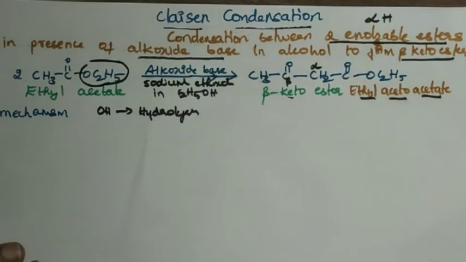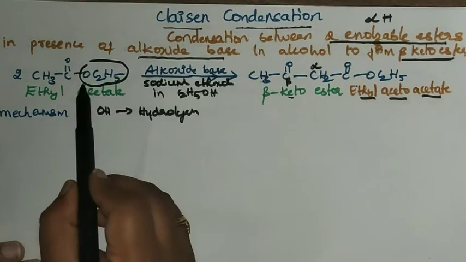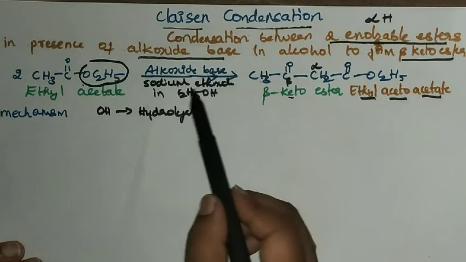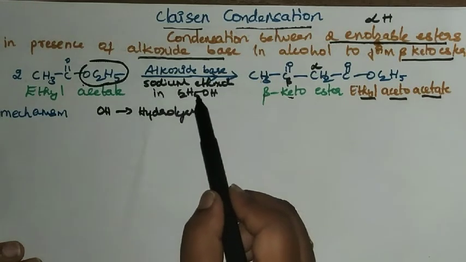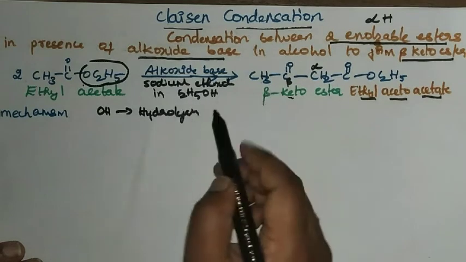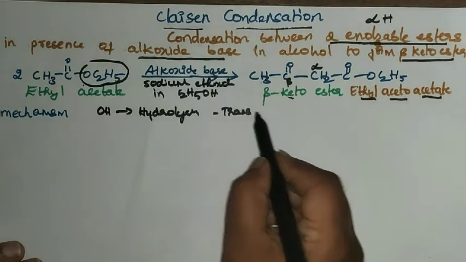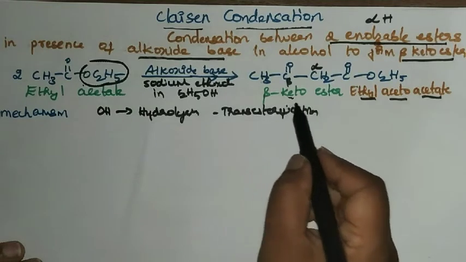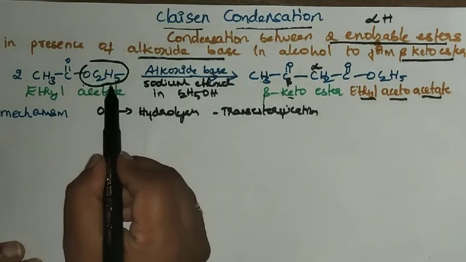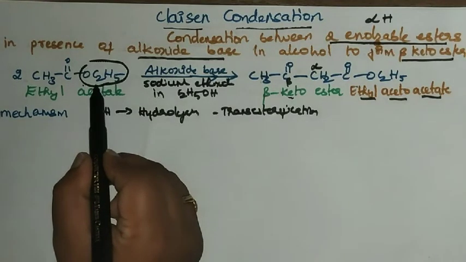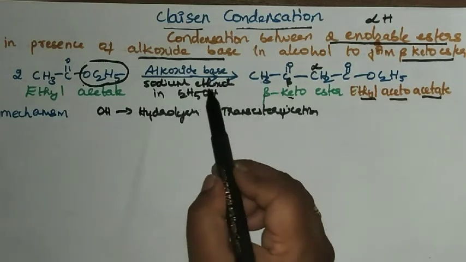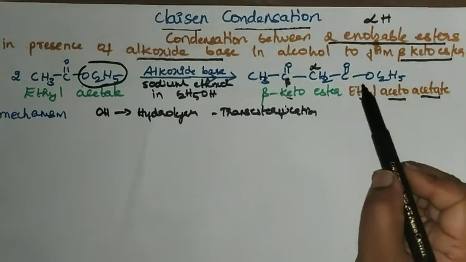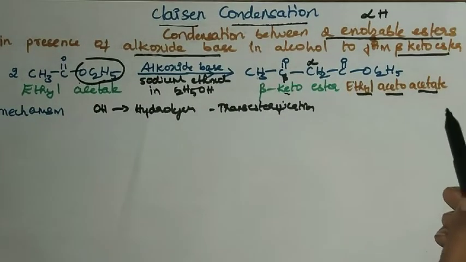So the alkoxide ion should correspond to the alkoxy group in the ester. Suppose here the alkoxy group is methoxy, then we should use sodium methoxide in methanol. Otherwise it may lead to trans-esterification. So here the ethoxy group is there, so we are using sodium ethoxide in ethanol solvent to form beta keto ester, that is ethyl acetoacetate.